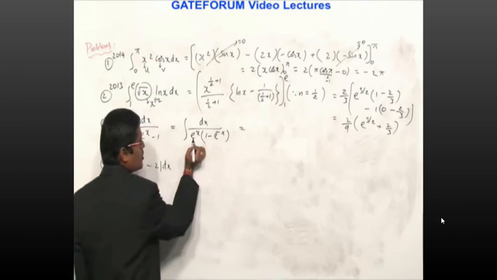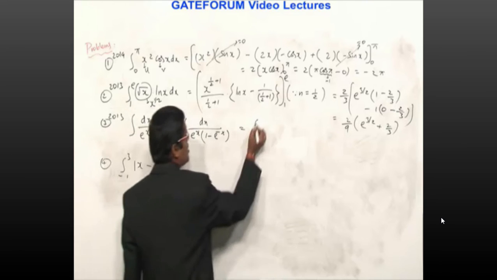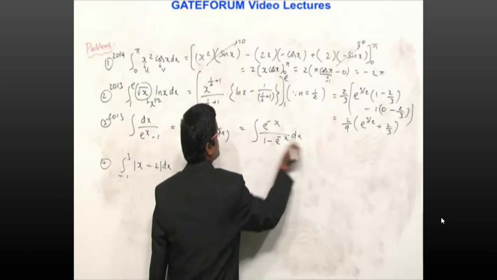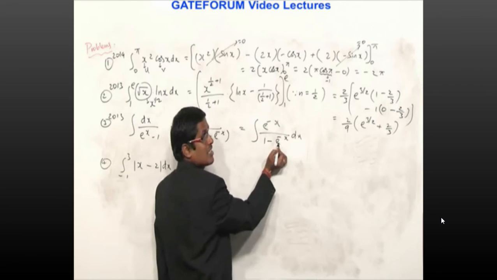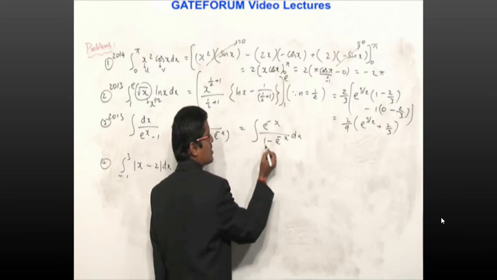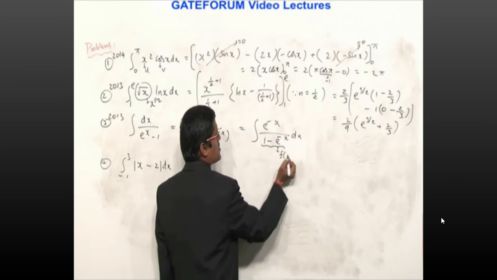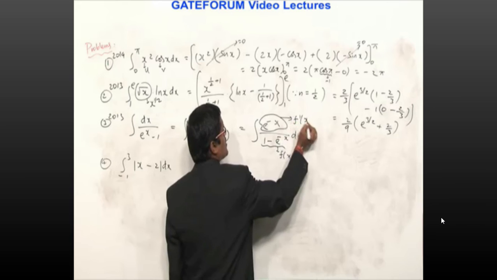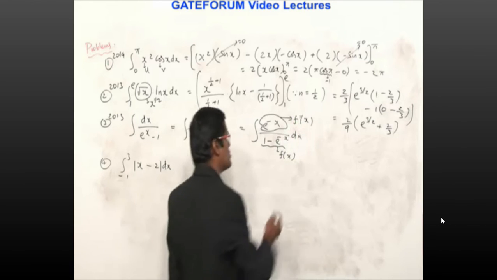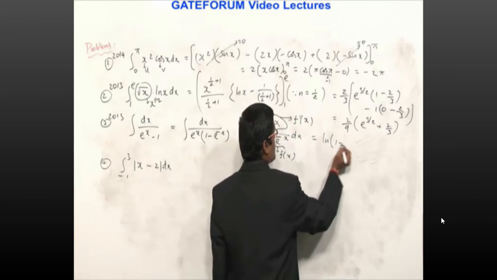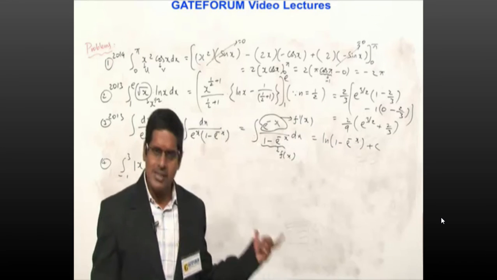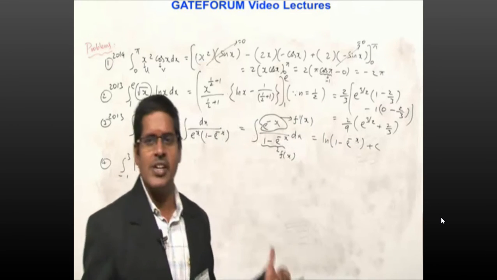Now I want to shift this outside e power x into the numerator, which becomes e to the power minus x divided by 1 minus e to the power minus x. The derivative of 1 is 0, and the derivative of e to the power minus x is minus e to the power minus x. If I denote this denominator function as fx, the numerator function is now f dash x. Now it looks like integral f dash x by fx, so log fx. That means log of 1 minus e to the power minus x plus c. Why am I adding plus c? Because it has no limits, so it is an indefinite integral example.